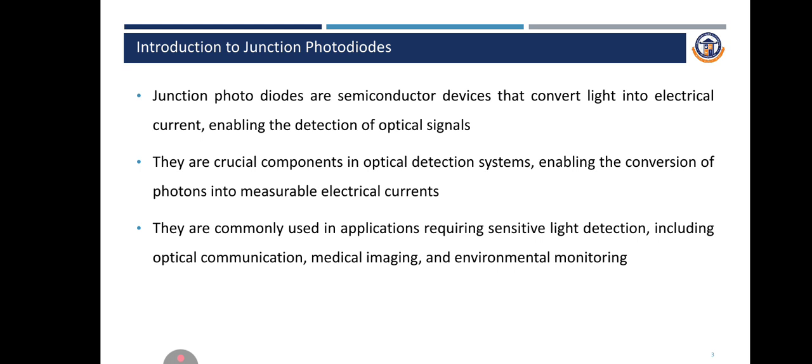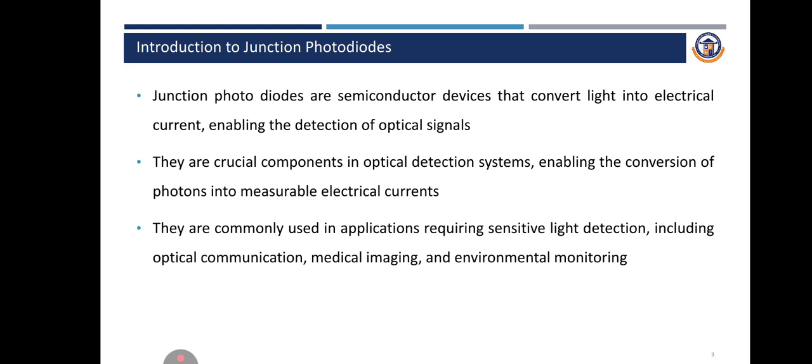This process relies on the photoelectric effect, where a photon with sufficient energy interacts with the semiconductor material, generating electron hole pairs. So generally it's generating electron hole pairs. Then these pairs contribute to the flow of electrical current, so that it provides a means to detect and quantify the incident light.